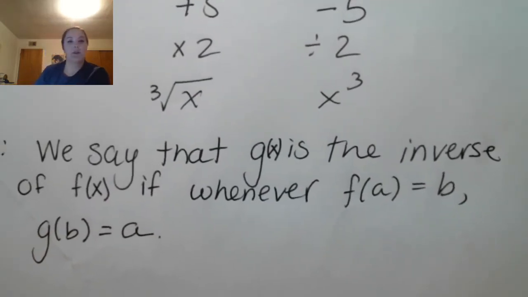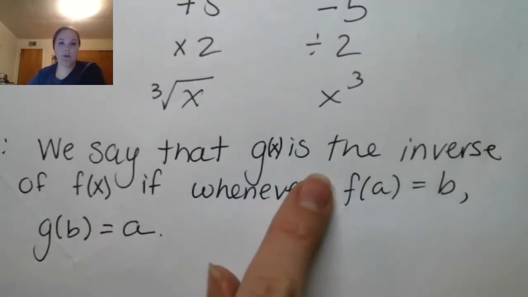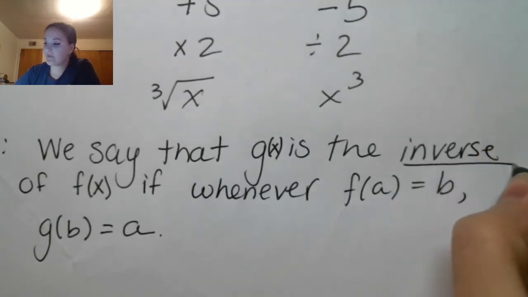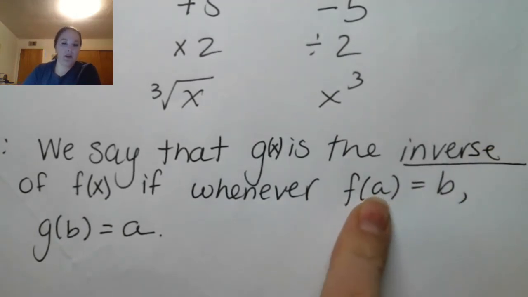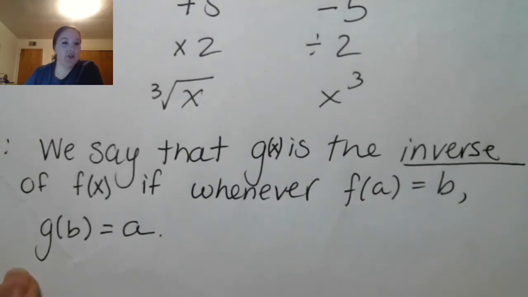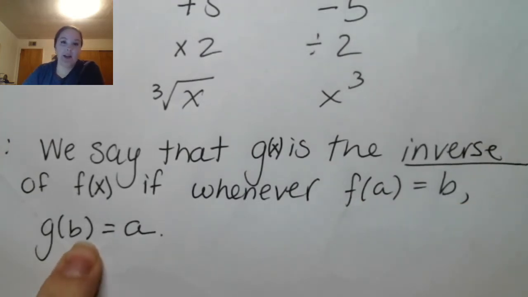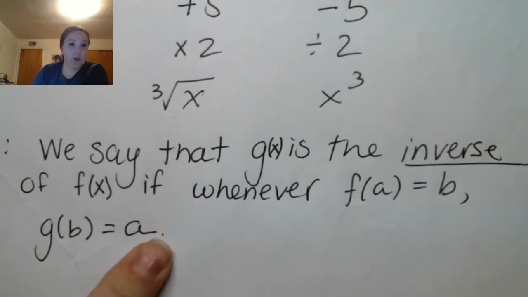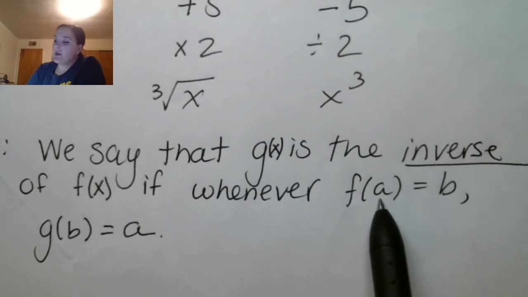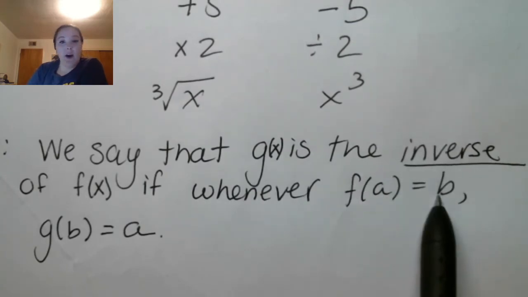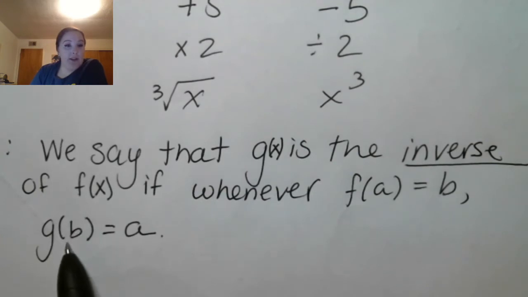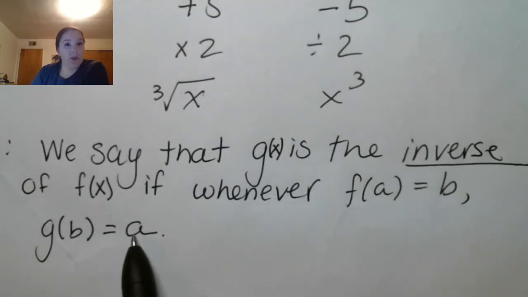So here's the strict definition. We say that g of x is the inverse of f of x if you plug in a number to f and get an answer, and g does the opposite. It takes the answer and gives you the original number. So let's think about this in terms of our examples. This would take a number and add 5, and then you would take that number and subtract 5 and get the original number back.